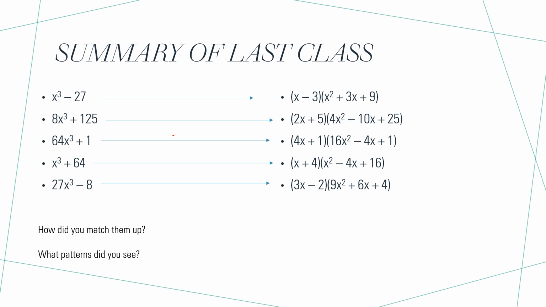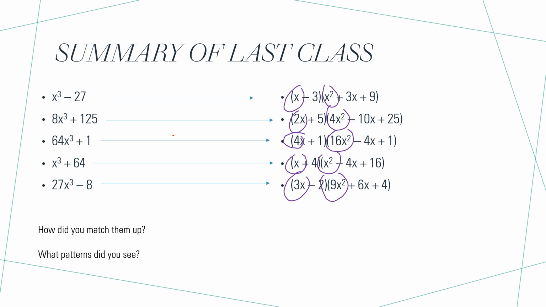And then within these, I want you to notice that the first term is always squared to get the first term in the larger parentheses. So x becomes x squared. 2x becomes 4x squared. So you're squaring the 2 and squaring the x. 4x becomes 16x squared. Here we have another x. 3x becomes 9x squared, because 3 squared is 9 and x squared is x squared.